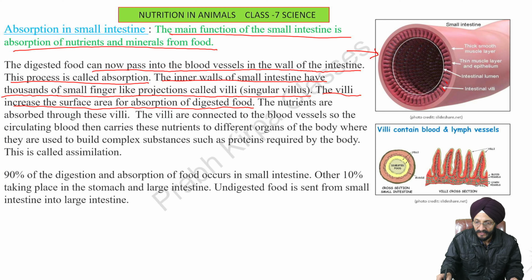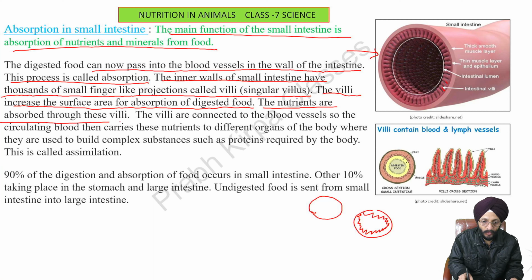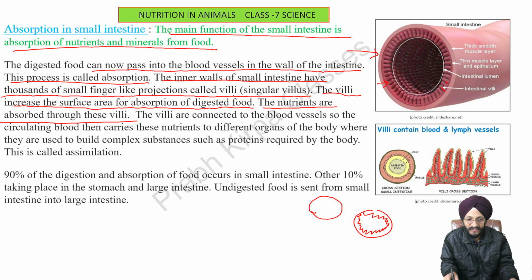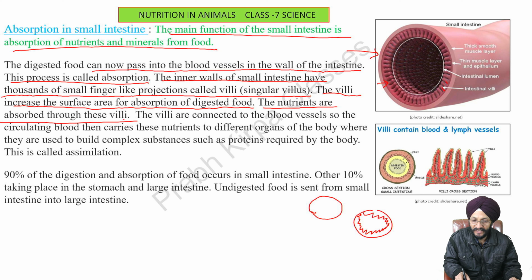You can see that if the surface is simply this, but if it has this kind of structure, villi, it increases the surface area for the absorption of nutrients. The nutrients are absorbed through these villi. Absorption of nutrients and minerals takes place in the small intestine through these villi.